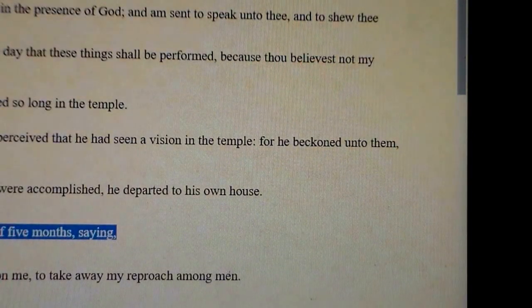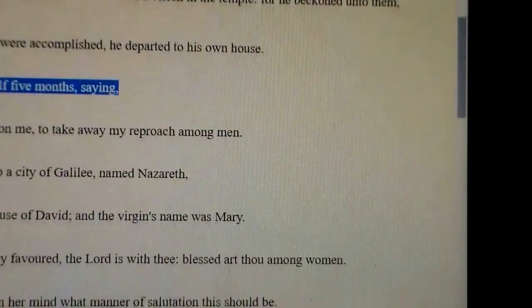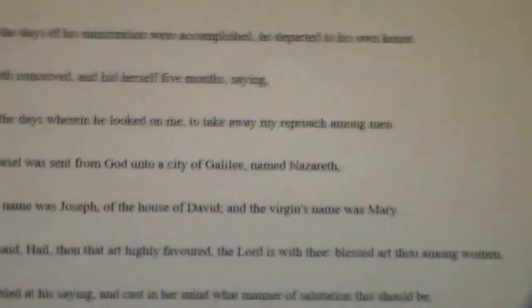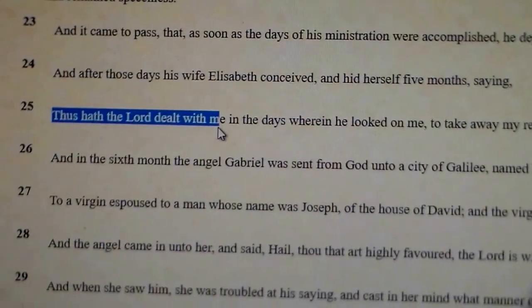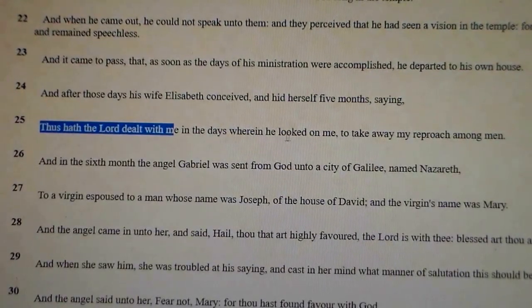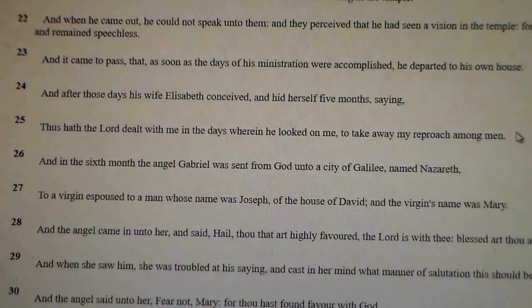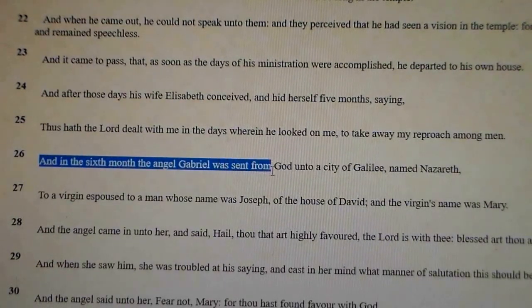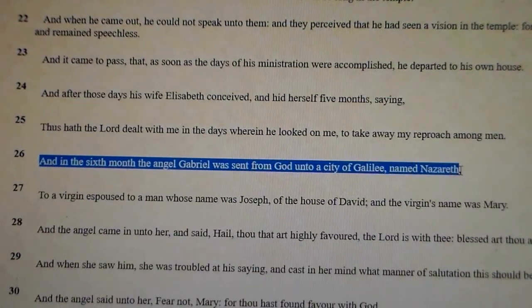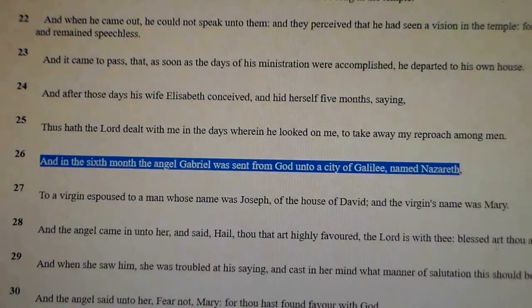And verse 25 says, "Thus hath the Lord dealt with me in the days when he looked on me to take away my reproach among men. And in the sixth month, the angel Gabriel was sent from God unto a city of Galilee named Nazareth."